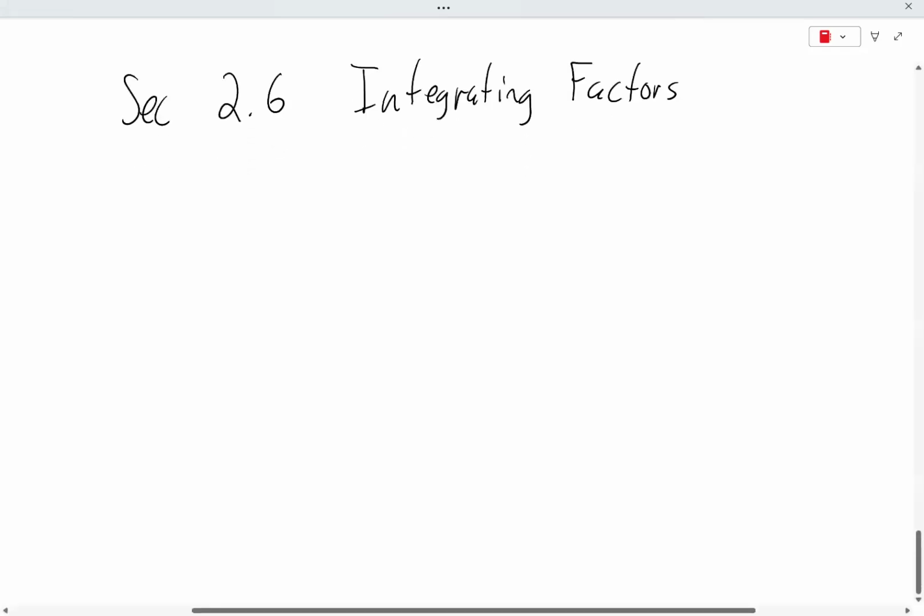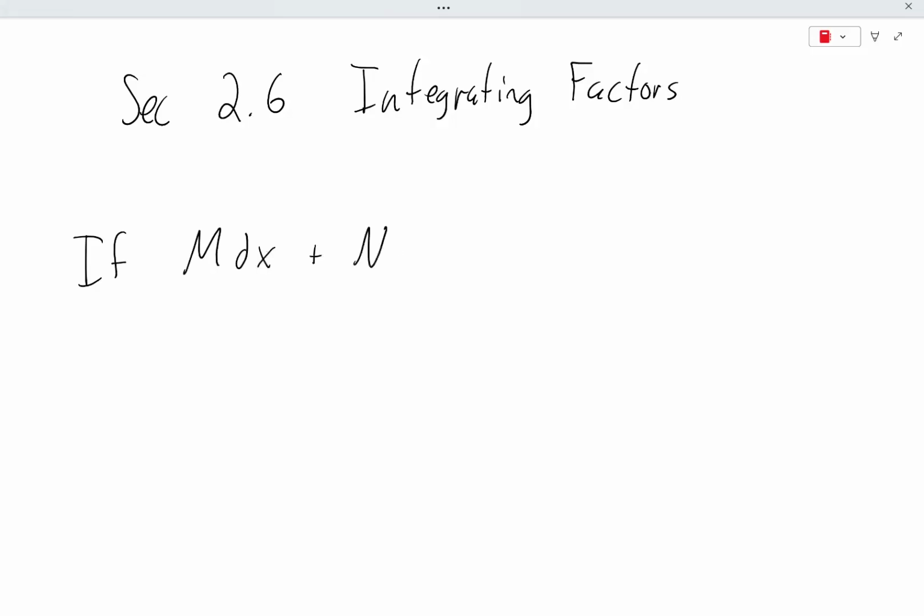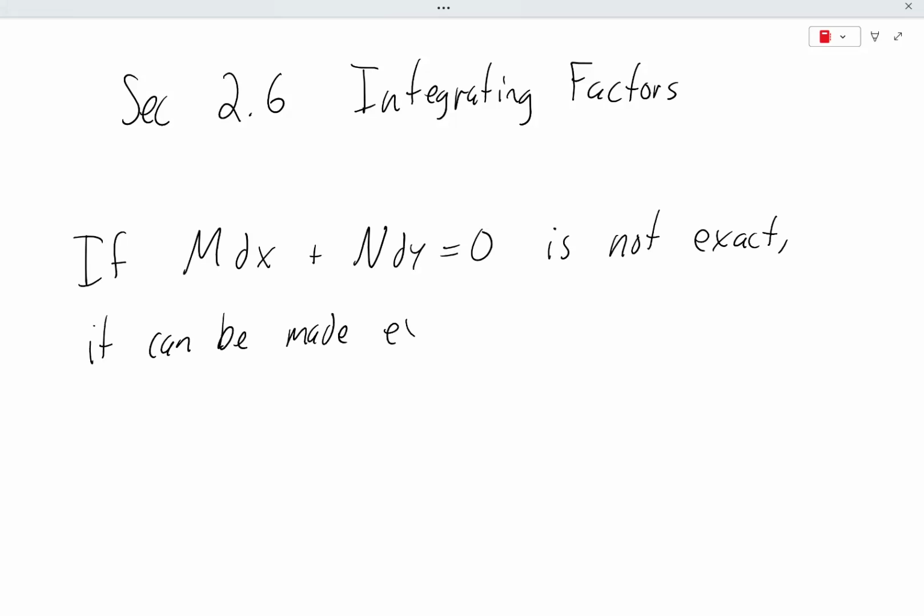Okay, so now the thing about this here, let me just write this down. Well, let me see. Okay, it can make it exact by multiplying through. I've got to keep writing here.